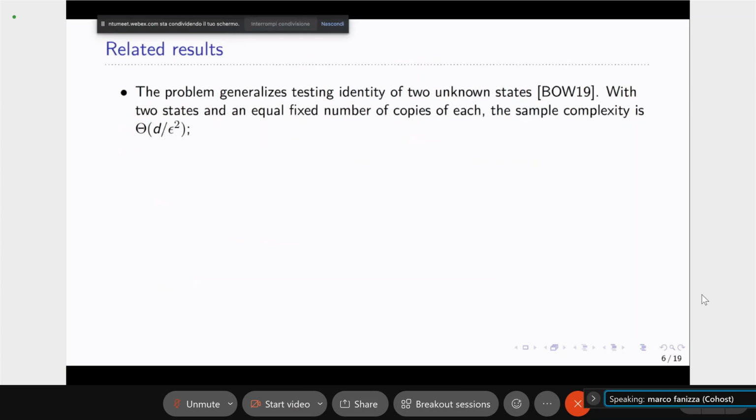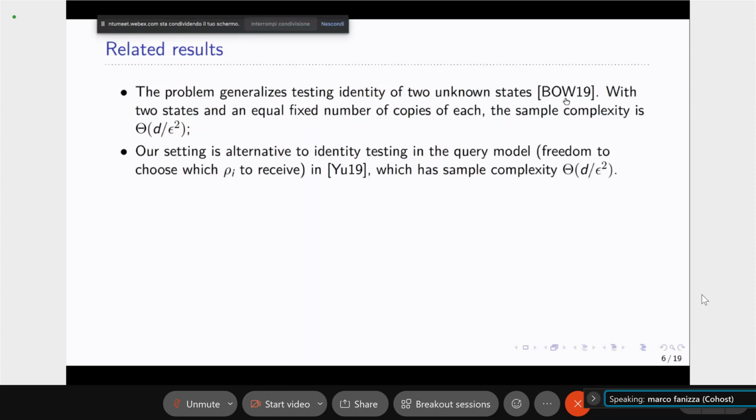Okay, what are the related results in this area? Maybe the most important paper is the paper by Badescu, O'Donnell, and Wright, which deals with testing identity of two unknown states. So they find, with two states and an equal fixed number of copies of each, that the sample complexity is d over epsilon squared. I will refer to this paper as BOW in the following.